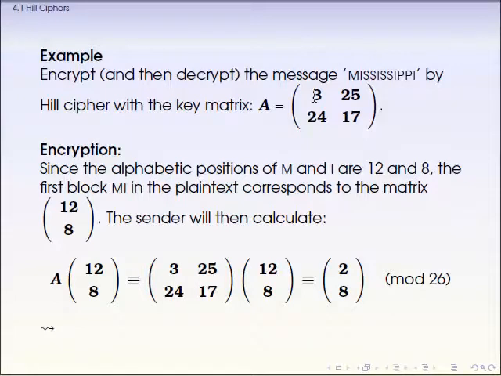Because the dimension of this matrix is 2 by 2, we know we have to make a partition of this given message into size of 2 pieces, right? So we need to change MI first, and at this moment the alphabetic position of MI is 12 and 8, which is not the real alphabetic position. It's rather the ciphering position, right? So A is assigned to 0 and I is assigned to 8 instead of 9, something like that, right?